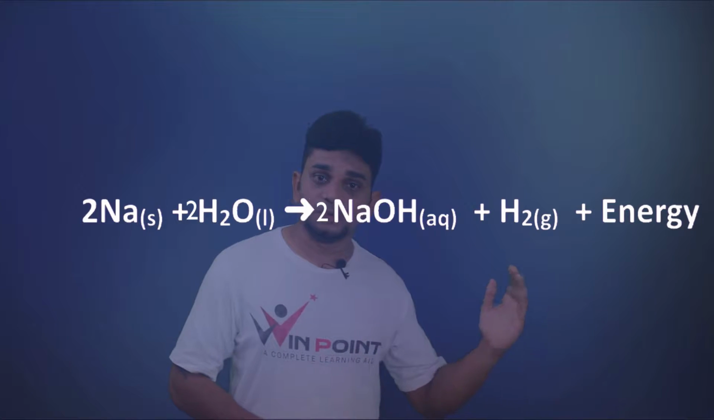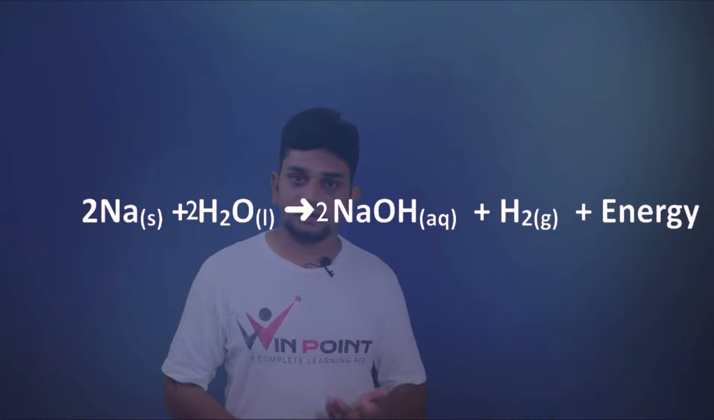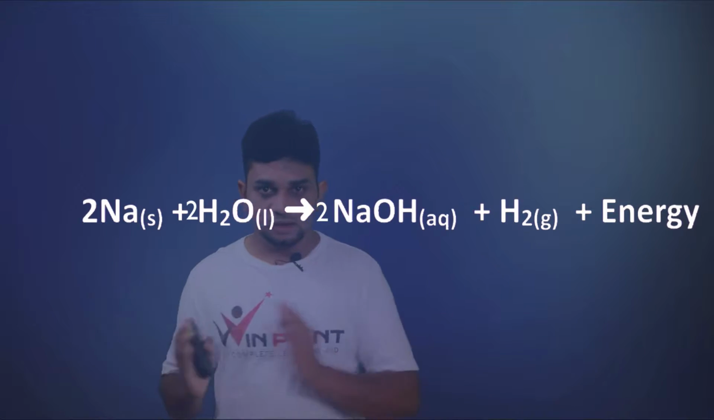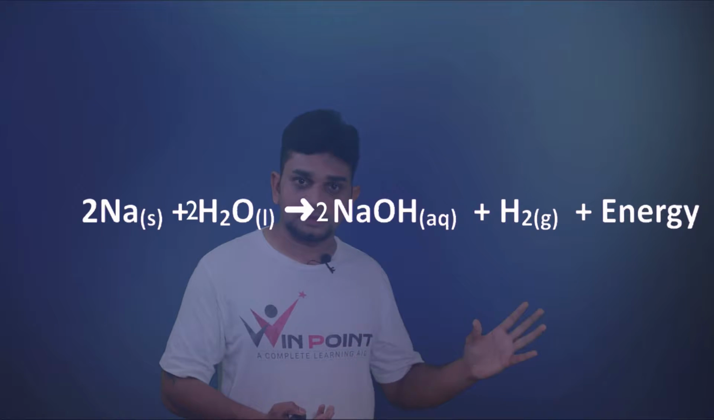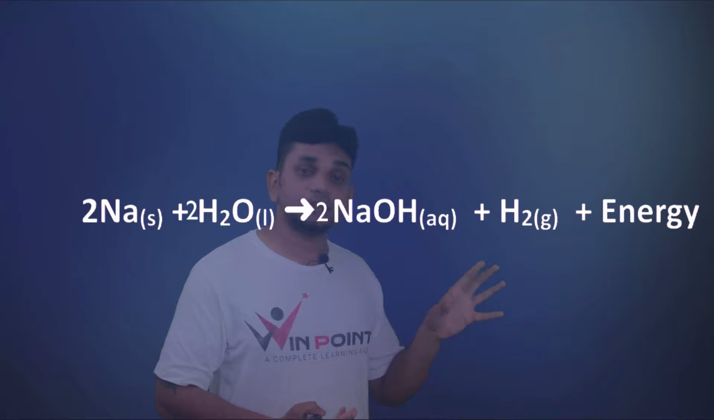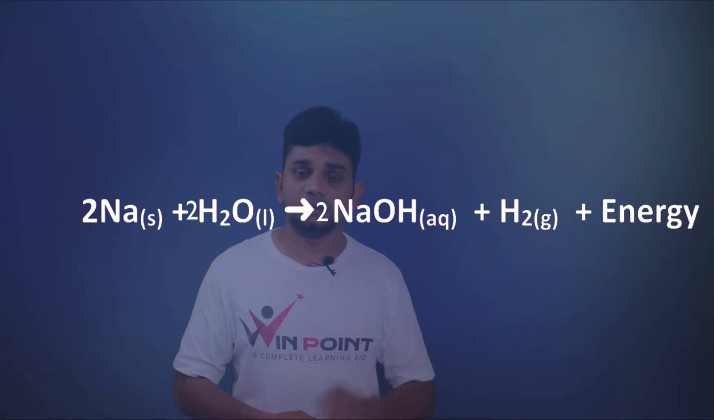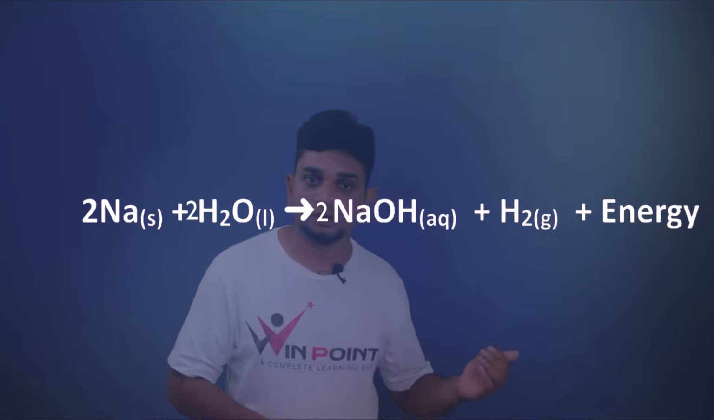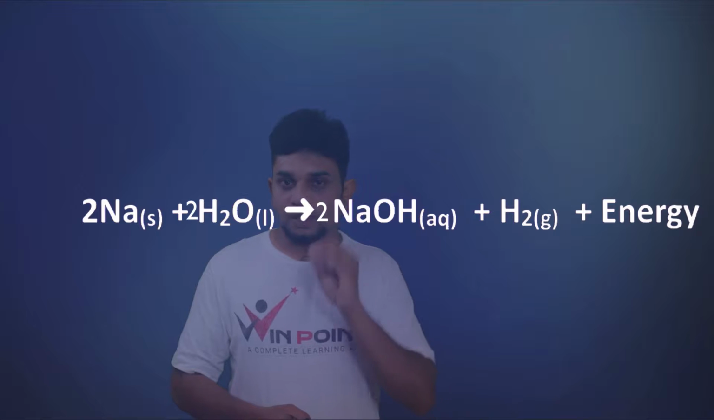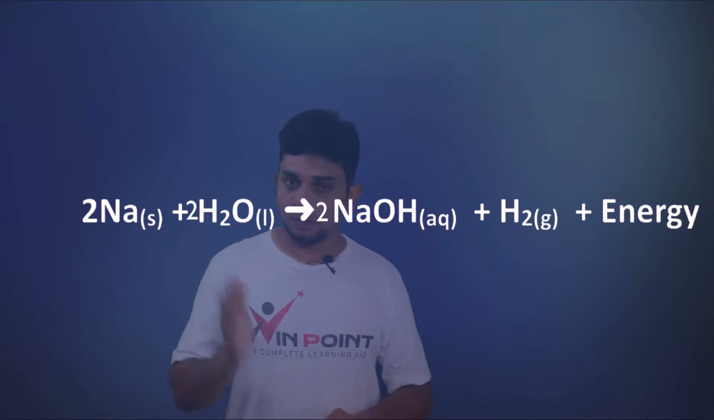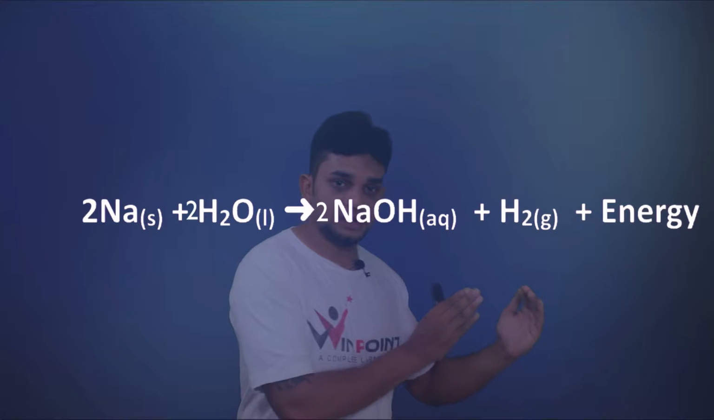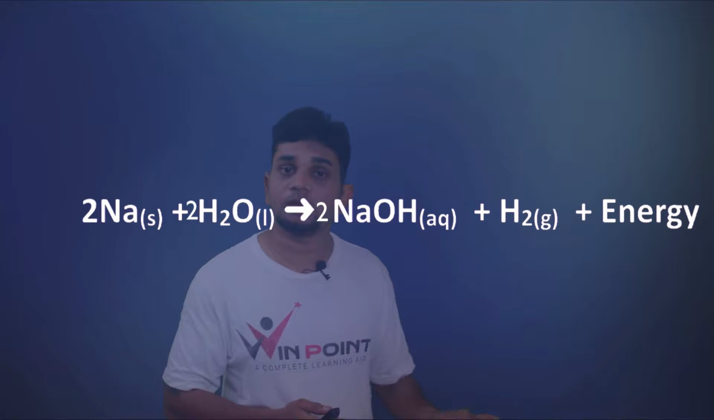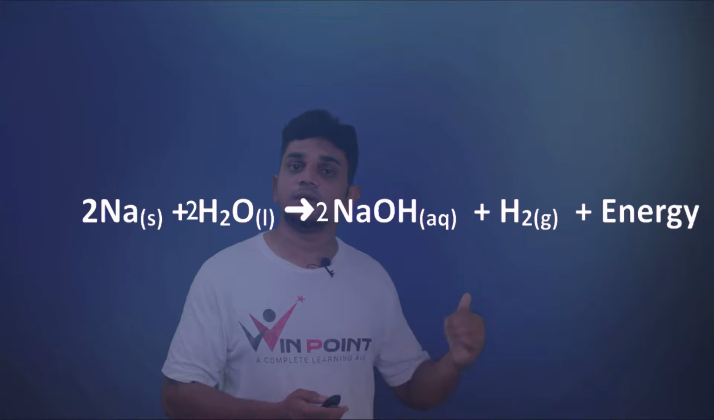Here we are getting energy, which means it is an exothermic reaction. If the energy is releasing with the product, this side is product side and this side is reactant side. If the energy is releasing with product, then it is an exothermic reaction. During an exothermic reaction, there is a production of heat. Because of that heat, this inflammable hydrogen will catch fire. So if there is a reaction between sodium and water, we are going to get sodium hydroxide and hydrogen. This hydrogen is going to catch fire because of that production of energy. It is an exothermic reaction, and because of that, this hydrogen is going to catch fire.